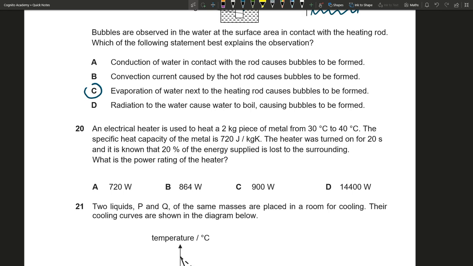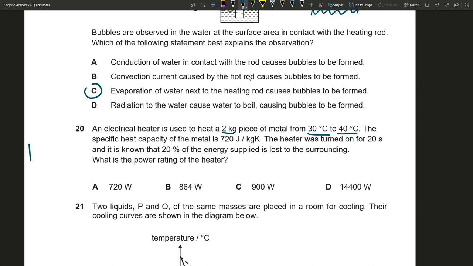Question 20. An electrical heater is used to heat a 2 kg piece of metal from 30 degrees Celsius to 40 degrees Celsius. The specific heat capacity is 720 joules per kilogram per Kelvin. The heater was turned on for 20 seconds and it's known that 20% of the energy supply is lost to the surrounding. So, what is the power rating of the heater?